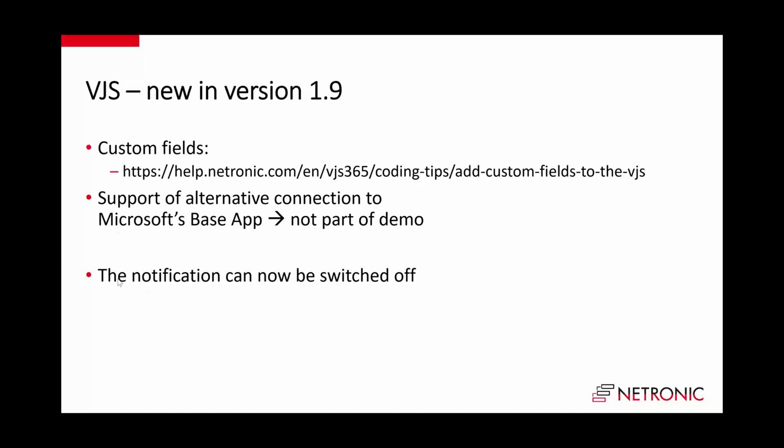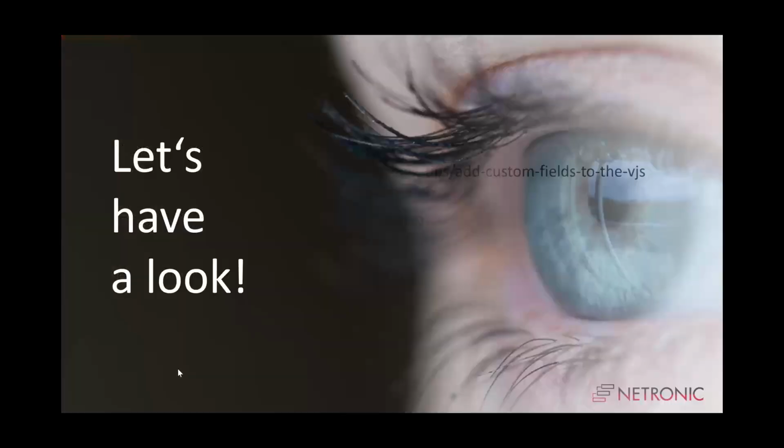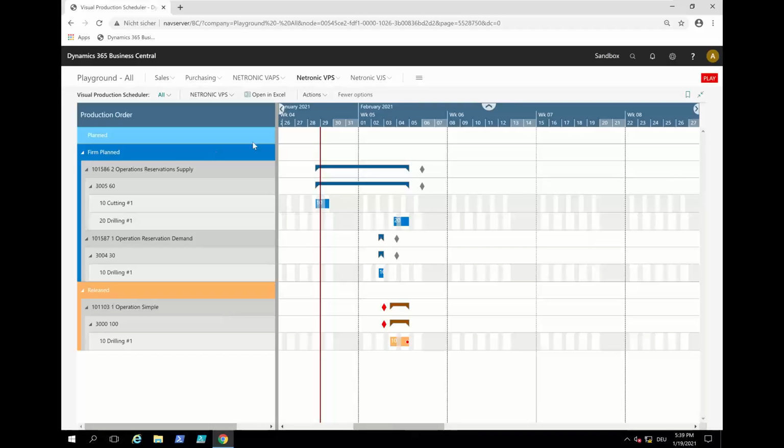And then we just have a minor thing here with the VJS because we really focused on VPS and VAPS last time. But with the next version, we have a bigger focus on VJS. So we will do some cool things related to links. And this is supposed to come rather sooner than later. But now the one thing we added to the VJS is the capability that notification can be switched off. So let's have a very quick look at this, but it's rather trivial.